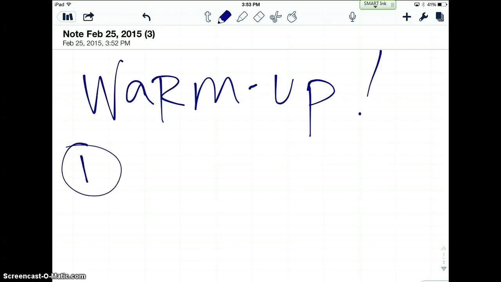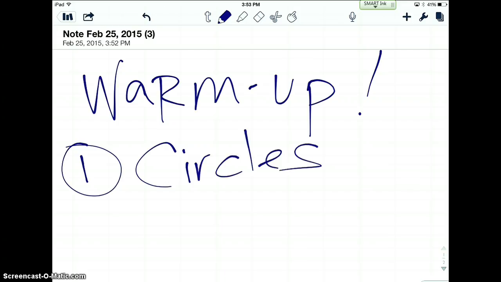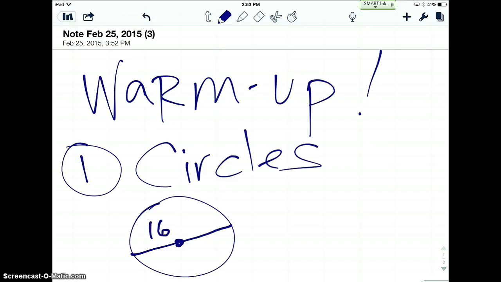You're going to be tested today on circles. So let's do our first warm-up problem with circles. Let's go ahead and draw a circle. And let's label it with this information. Boom. And we'll say that is 16 inches. And I ask you for the circumference and the area. I want to know both.